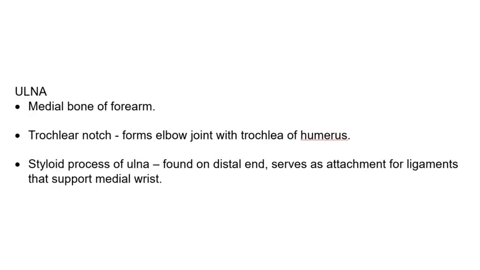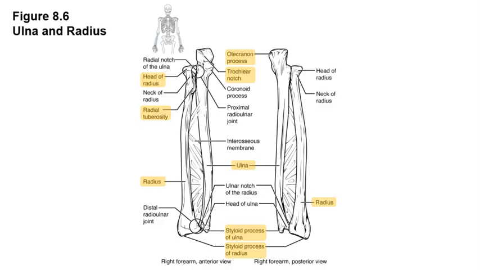The ulna is the medial bone of the forearm. It possesses the trochlear notch at its proximal end, which forms part of the elbow joint with the trochlea of the humerus. The styloid process of the ulna, which is found at its distal end, serves as an attachment site for ligaments that support the medial side of the wrist. Figure 8.6 describes the features of both the radius and the ulna.